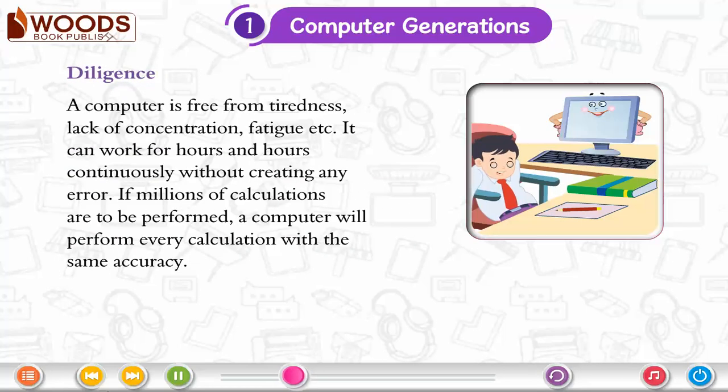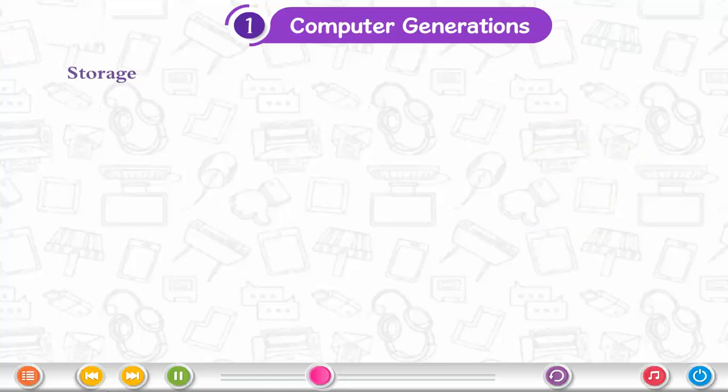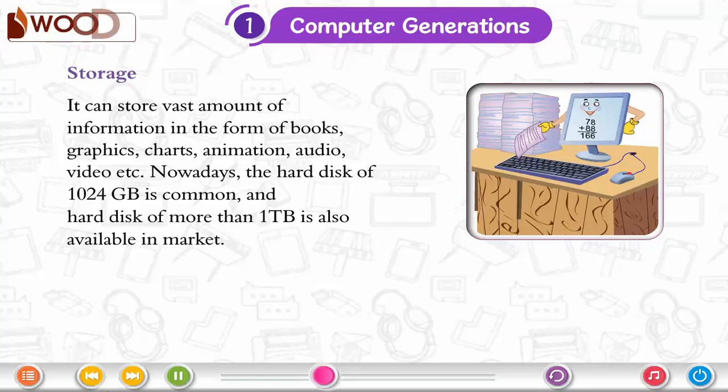Diligence. A computer is free from tiredness, lack of concentration, fatigue, etc. It can work for hours and hours continuously without creating any error. If millions of calculations are to be performed, a computer will perform every calculation with the same accuracy. Storage. It can store a vast amount of information in the form of books, graphics, charts, animation, audio, video, etc. Nowadays, a hard disk of 1024 GB is common and a hard disk of more than 1 TB is also available in the market.